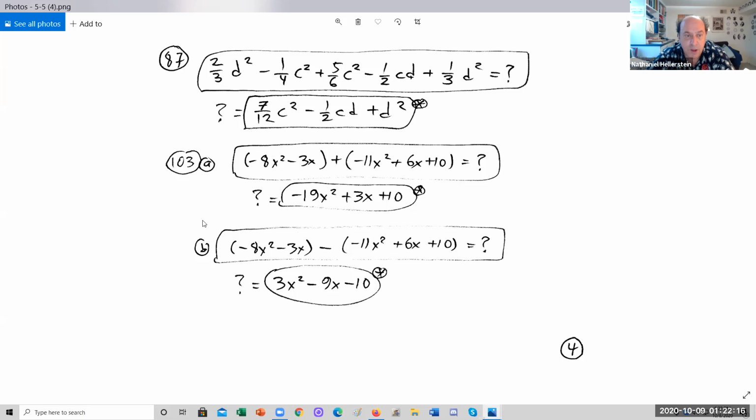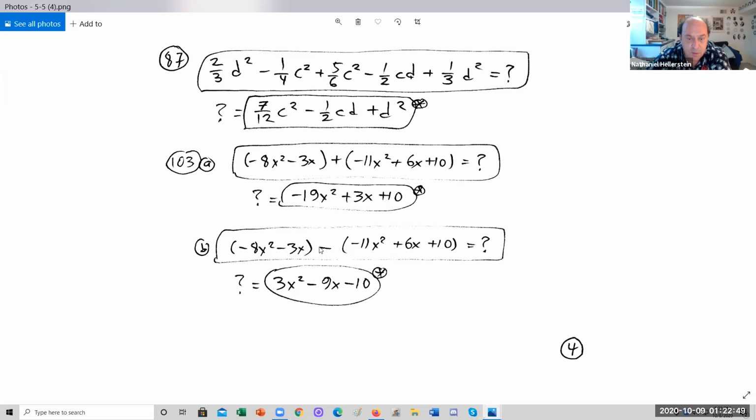Now here, 103 A and B, they're lookalike problems. We have two polynomials, we add them and we subtract them. So minus 8x squared minus 3x plus a negative 11x squared plus 6x plus 10. The x squared terms are minus 8x squared plus negative 11x squared. These add up to negative 19x squared. Minus 3x, the other x term is 6x. Minus 3x plus 6x is 3x. And finally, the constant term, 10 plus 10.